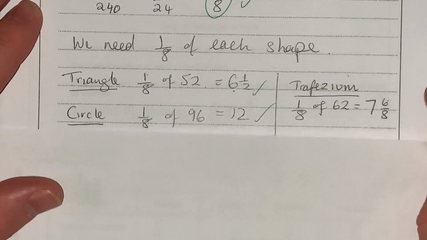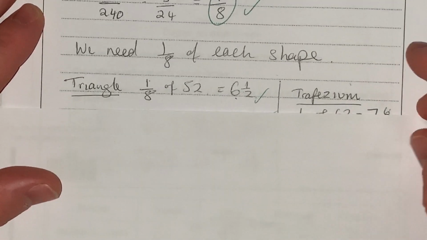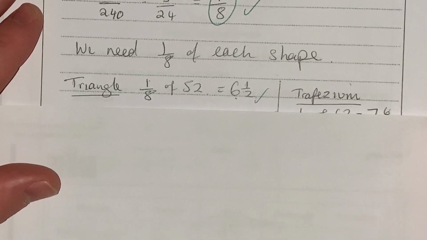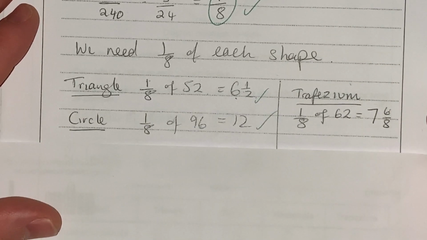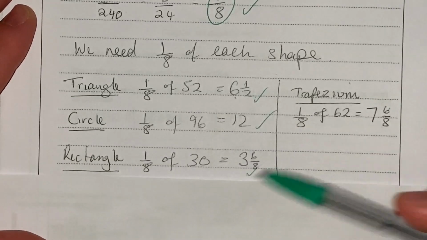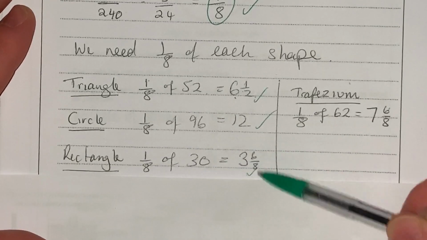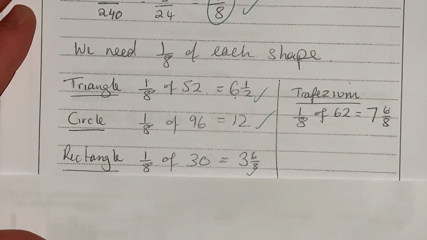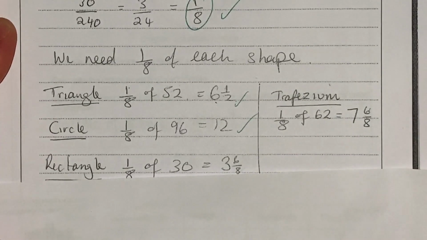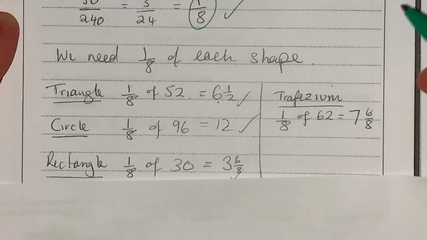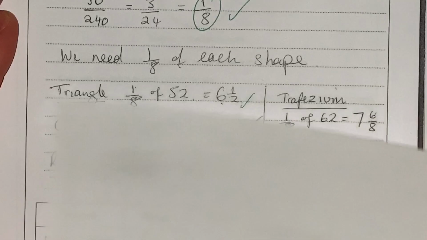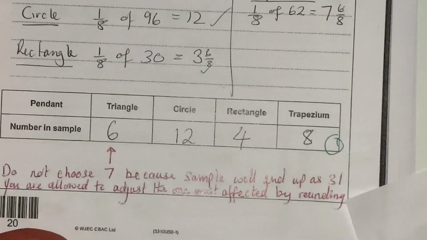To find an eighth is really easy. It's just divide by 8. So I'm going to start by finding 1/8 of 52, which is 6.5. Again, use a bus stop if you have to. I'm going to do 1/8 of 96. That's nice. That's 12. I'm going to do 1/8 of 30, which is 3 6/8, or 3.75. 3 3/4. And then 1/8 of 62, which is 7 6/8, which is also known as 7 3/4. Okay, I'm then going to write them below, but be really, really careful.